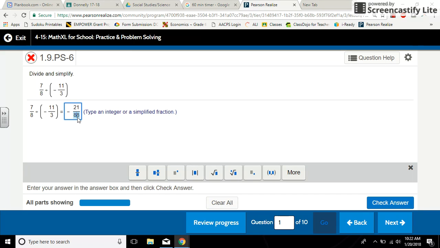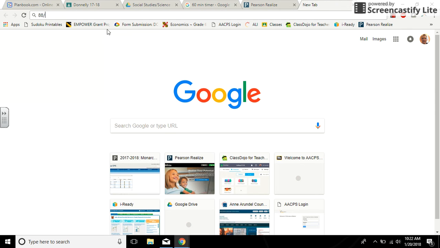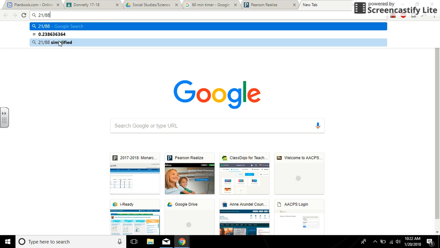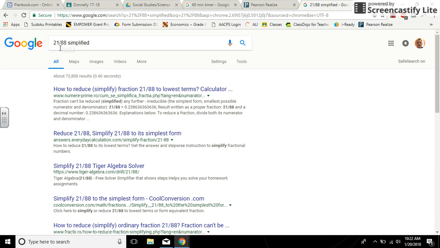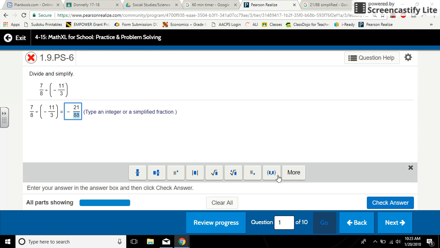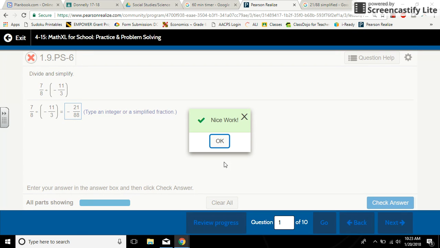It also seems to say, hey, 21/88, like, looks like Google has that cool option. So let's see this. 21/88 simplified. So it just looks here like a fraction can't be reduced any further. So it's irreducible according to Google. Let's check according to Pearson Realize. Check my answer. Nice work.